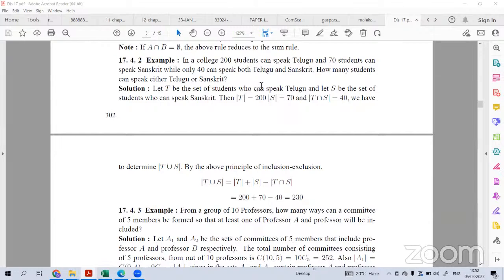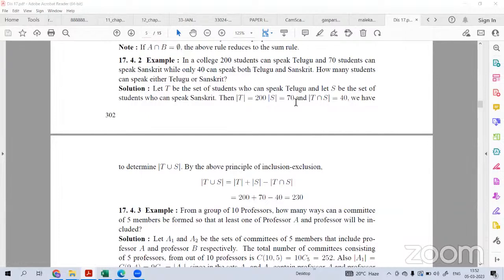Here we have 200 students, but he is asking for the total number of students. Here 200 students can speak Telugu, so the counting of T is equal to 200, and the counting of Sanskrit S is 70, and those speaking both, the counting of T ∩ S, equals 40.